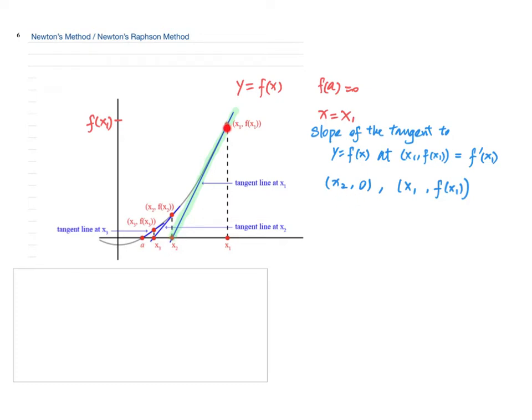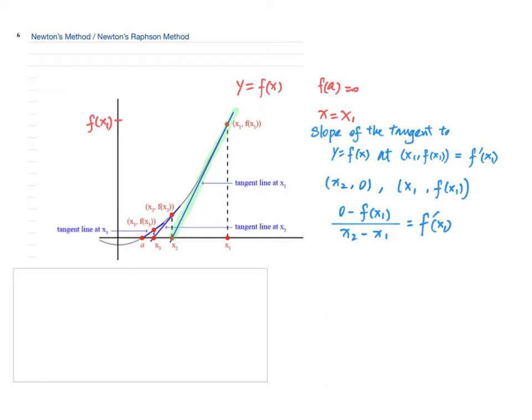And the second point is the point that we located on this curve, x1 and f(x1). The slope of the straight line can also be calculated like this: 0 minus f(x1) over x2 minus x1. It should be equal to the slope that we get from the derivative.